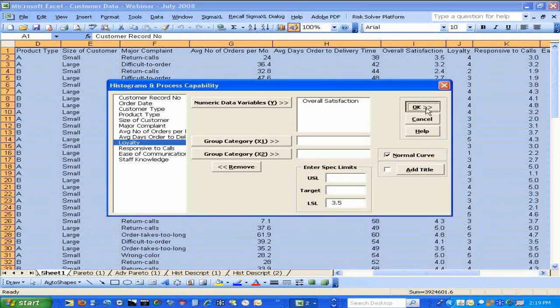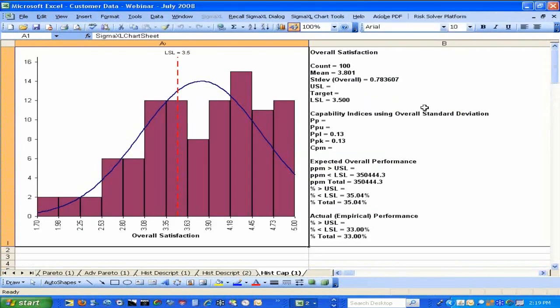So I'm going to click OK. And here we have the visual on the overall assessment. We can see that, yeah, we're doing okay. We have a lot of the SAT scores above that 3.5 number.